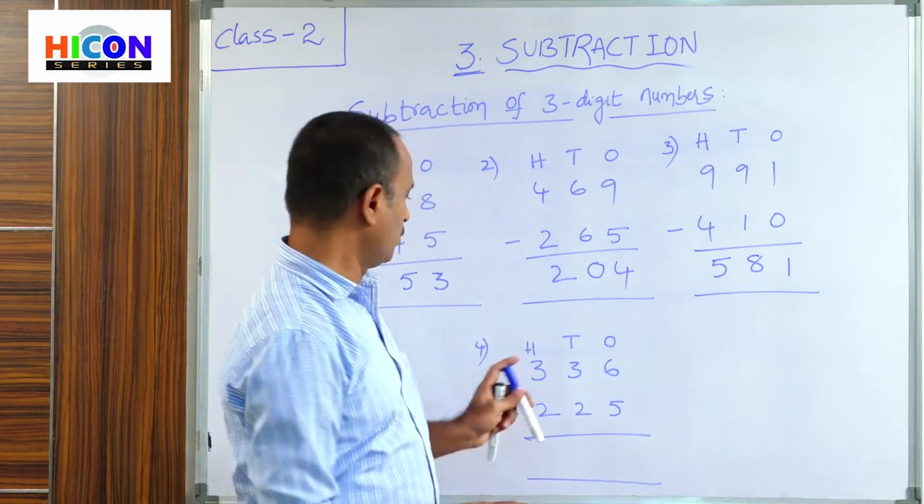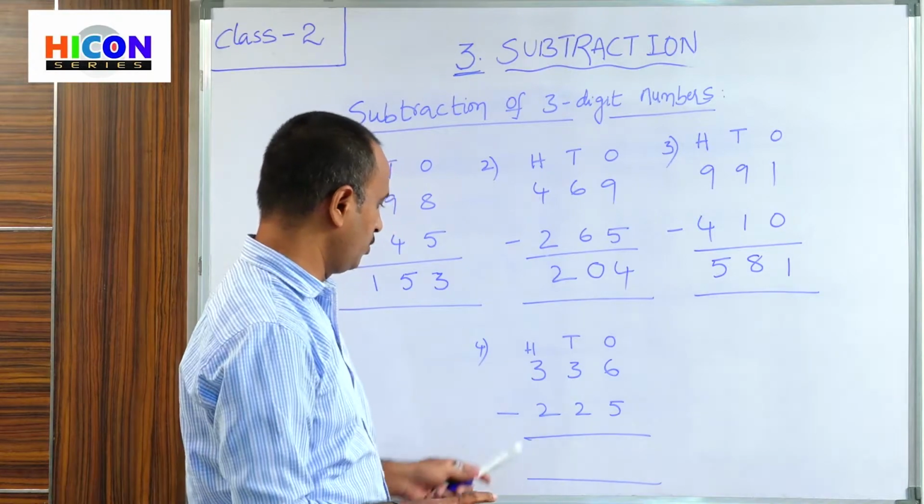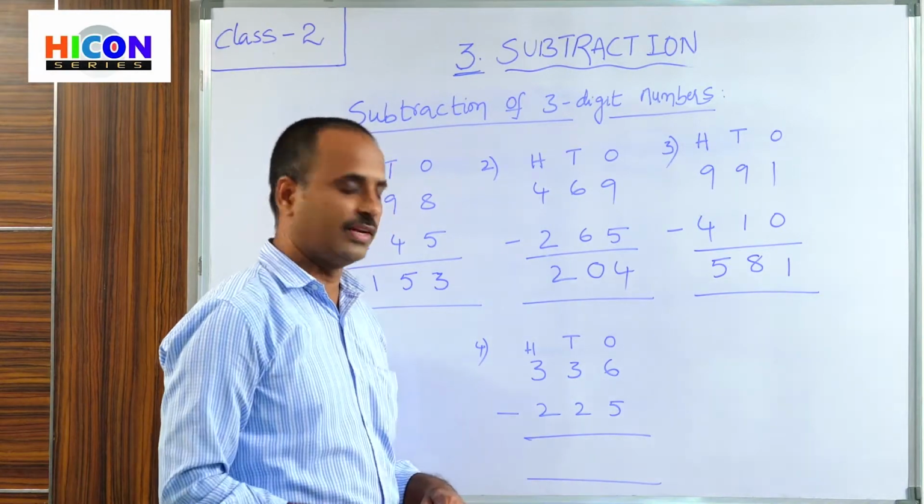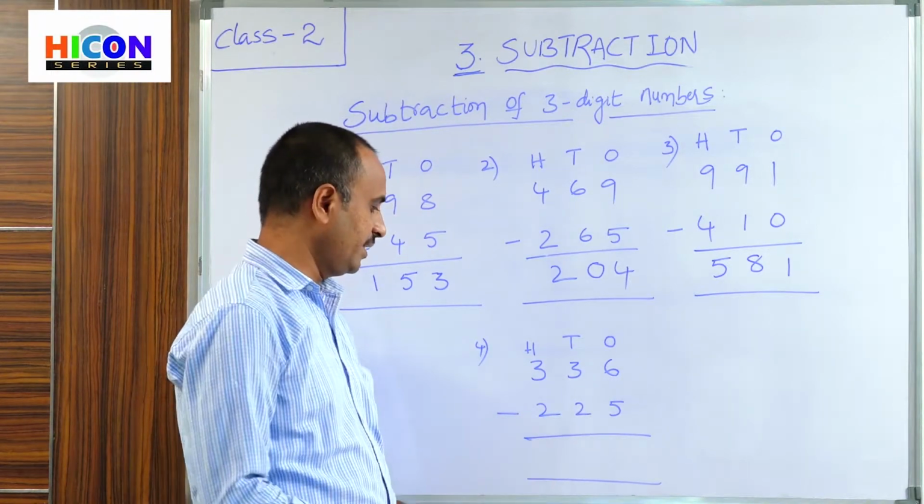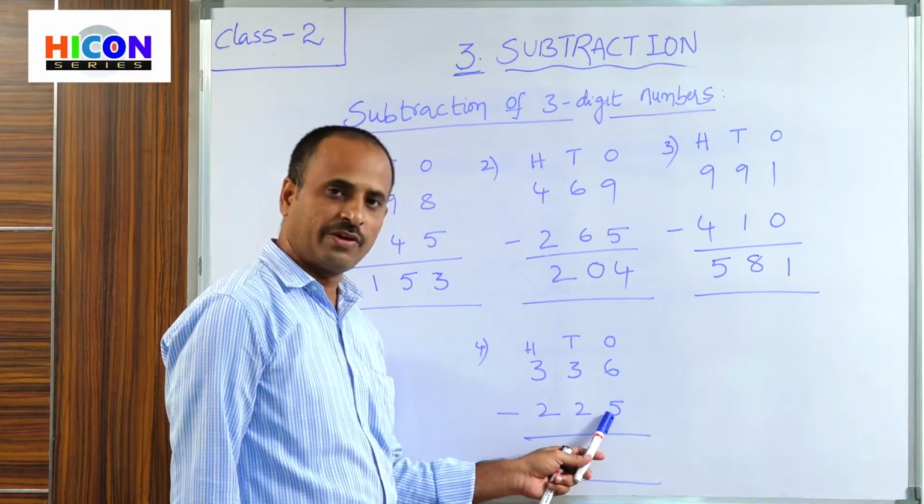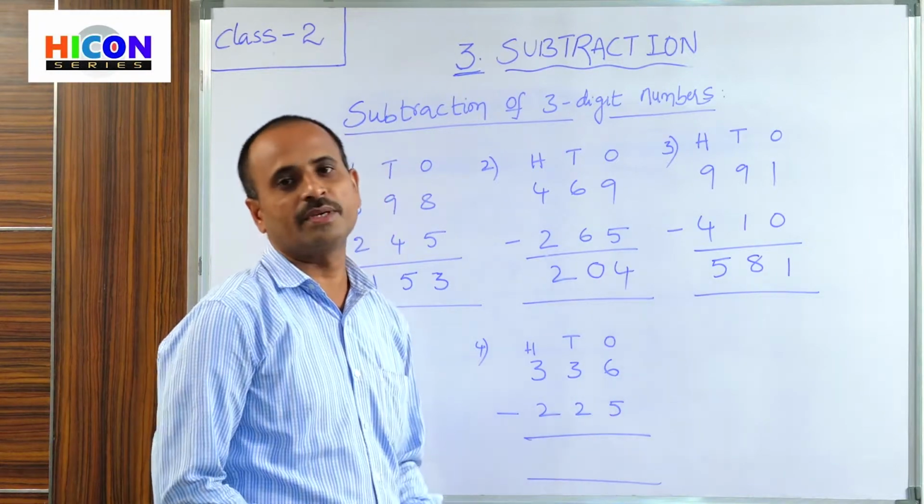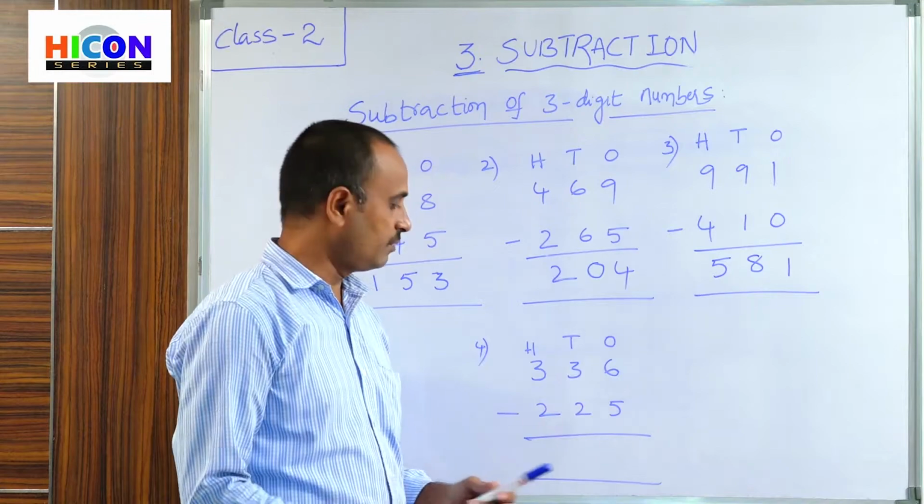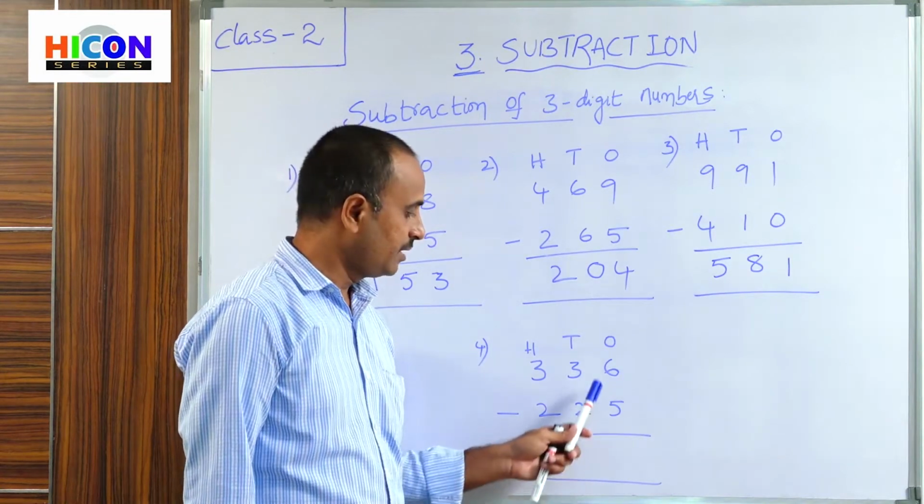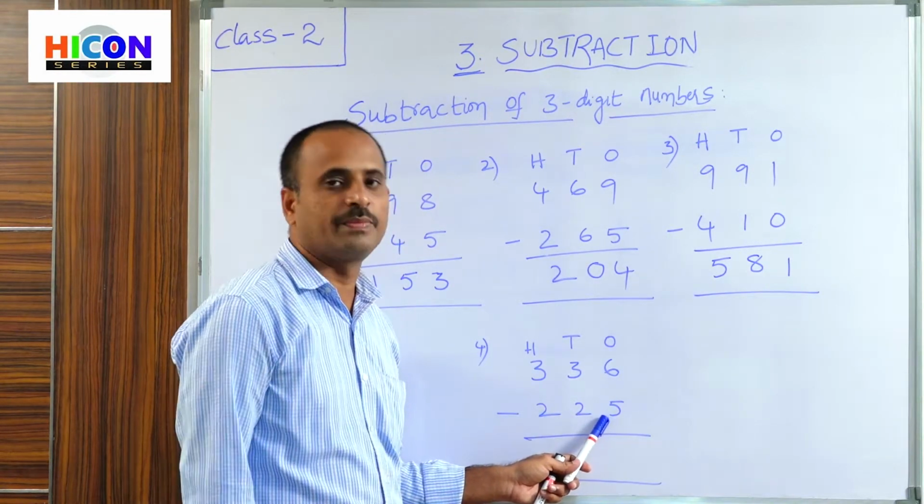So children, now go to the fourth problem. So this is the fourth one. Here also 2 numbers are given. The first number is 336 and the second number is 225. So both are 3-digit numbers. Let us start subtraction from the ones place. What are the digits present in the ones place? 6 and 5 are present in ones place.